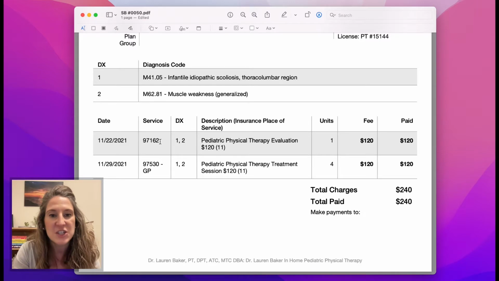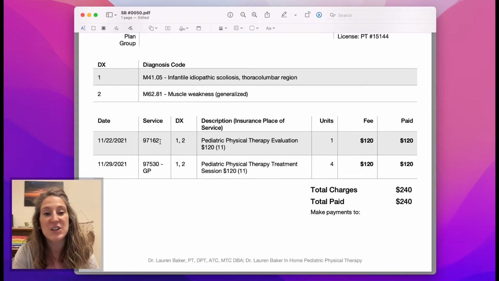For an evaluation in physical therapy, there's three different types of codes. So you have 97162 in this example, which is a moderate complexity. There's also a low complexity and a high complexity that have different numbers. You won't be responsible for that. Your provider will provide you with the code that they bill. Then you'll have an explanation of the service as well as a number here.